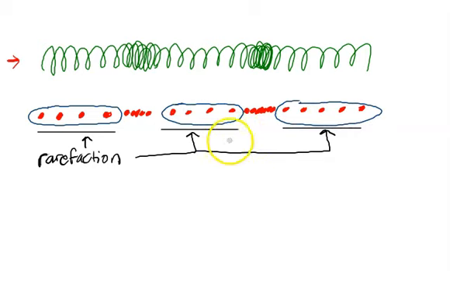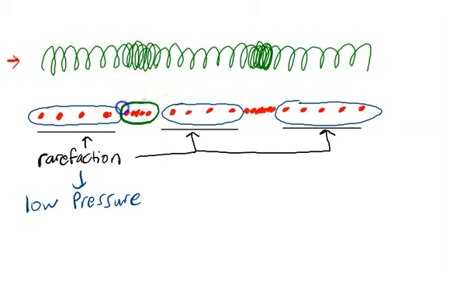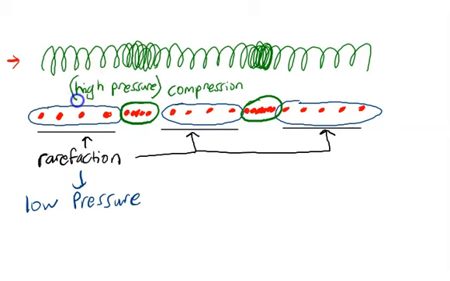Since the atoms are far apart, the pressure here will be lower. So I just put here low pressure. However, if you look at another part of this atom arrangement, the one that I circled in green, this is the compression. In this compression, the atoms are arranged very close together, and the pressure here will be high. So here we will have a high pressure. I hope you can understand this basic concept of rarefaction and compression.